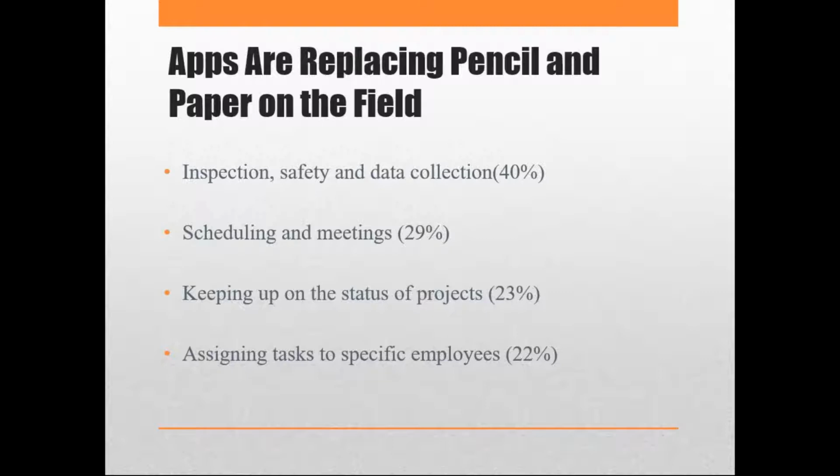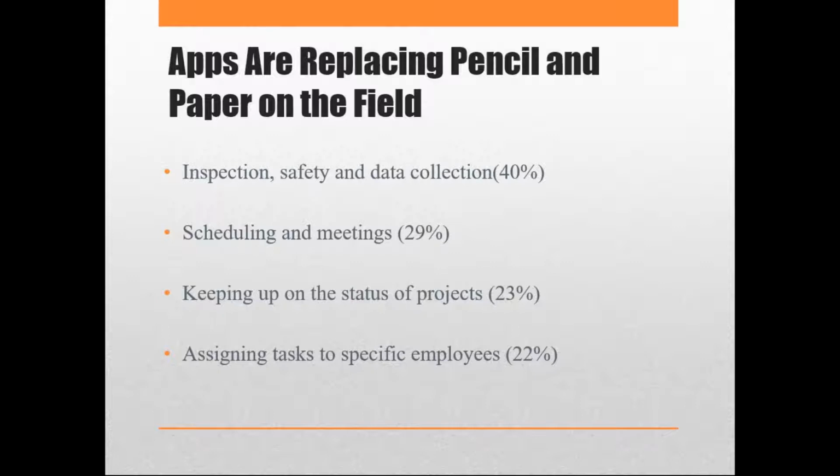So what these numbers are here are the percentage of people in those industries that are using apps for these types of functions. For example, if you're in the inspection or safety industry, only 40% of that industry is using apps for their work, which is crazy. You'd expect data collection and apps would go hand in hand, especially since apps can be used on a mobile device like a phone. But it's not the case. They still use paper and pencil.